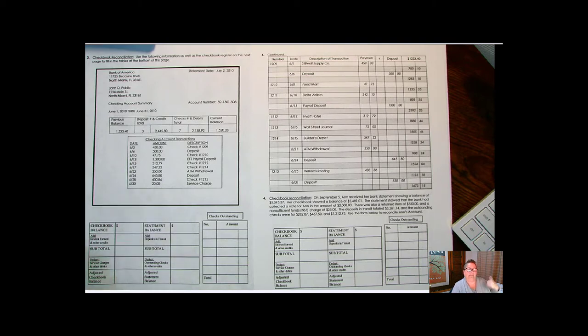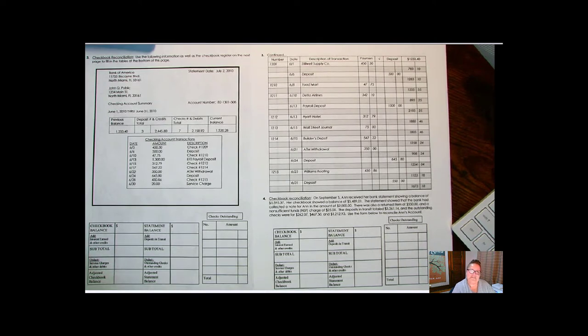that the bank does not know about yet. So what we're going to do is look at two pieces of information and reconcile or balance the information from the bank and the information from the checking account or the check register.